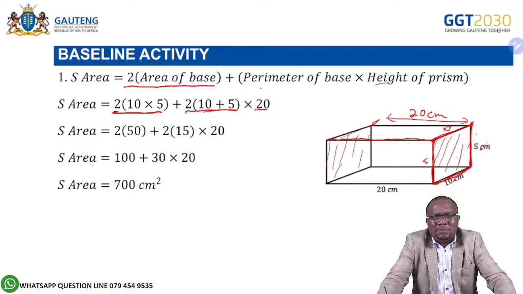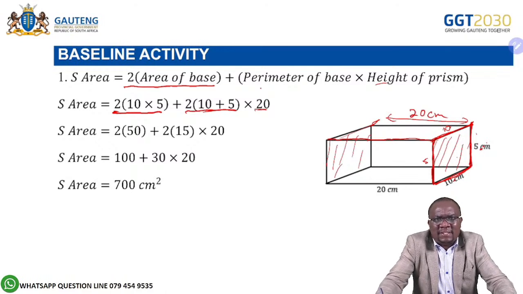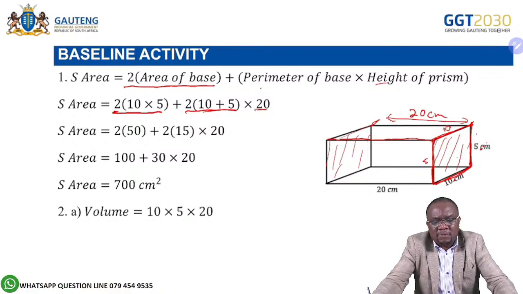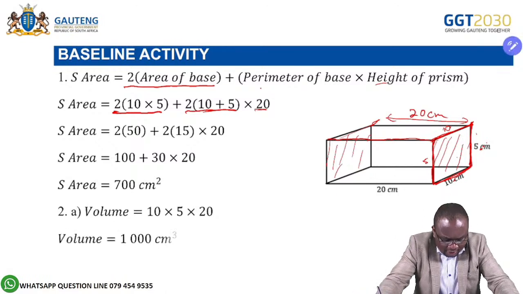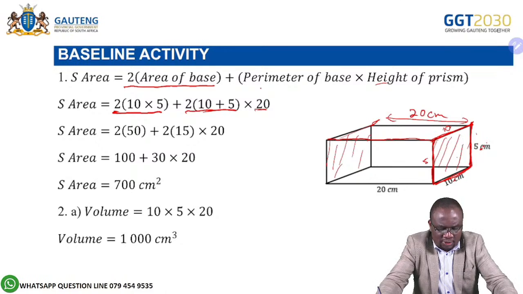Right, calculating volume. I find it very easy compared to the surface area, isn't it? Because volume is just length times breadth times height. You're done. It is very easy to find the volume of a rectangular prism. That's why we get cubic centimeters, because we're saying centimeters times centimeters times centimeters, centimeters cubed. Okay, and then we get 1000 cubed. Did you get that one right? Okay, very good.